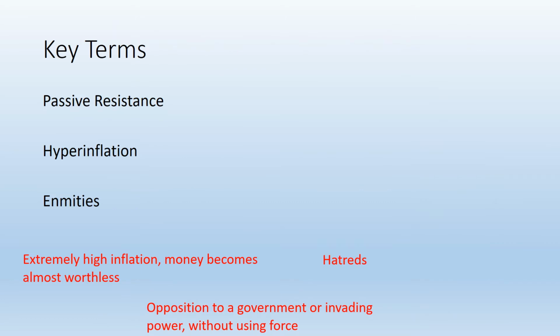We've got three key terms today, a little bit less than usual. We have passive resistance, hyperinflation, and enmities. If you'd like to go ahead and pause, try to match up where they go, and when you're ready to resume, we'll take them up together.